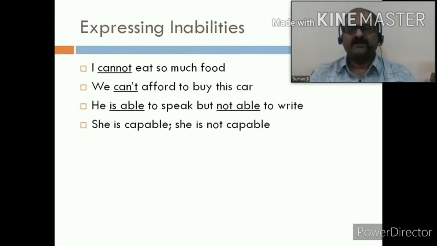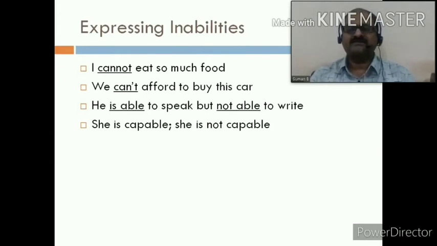Next, we have looked at various expressions to talk about expressing abilities. Now let's look at how we can express inabilities, which is also equally important, because not all of us have all the abilities in the world. Some of us have some, maybe with respect to some things we do not have that ability. So when it comes to expressing inabilities, we just add not, right? I can do this, I cannot do this. Just add not. In spoken English, we use the contracted form can't most often.